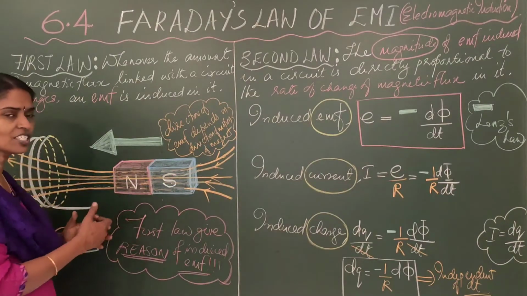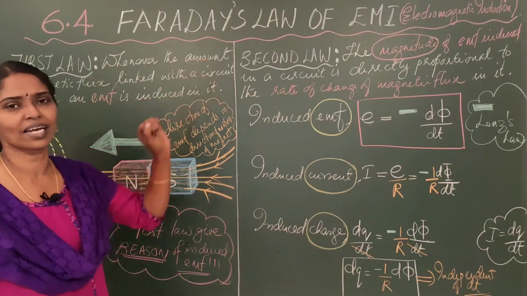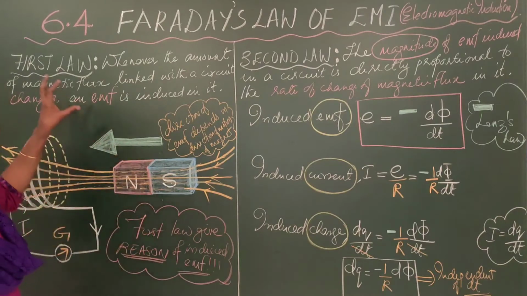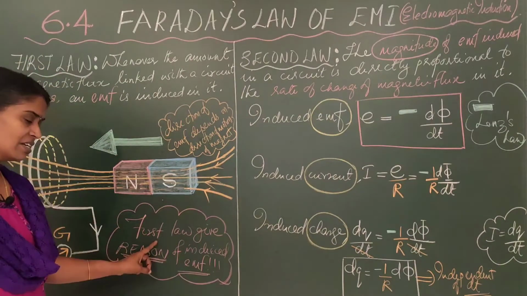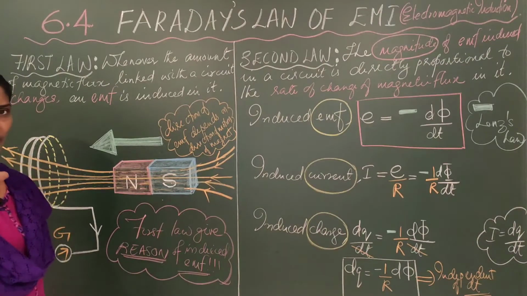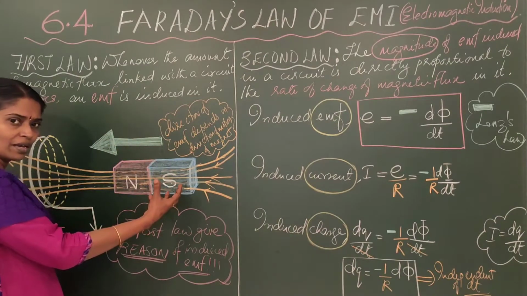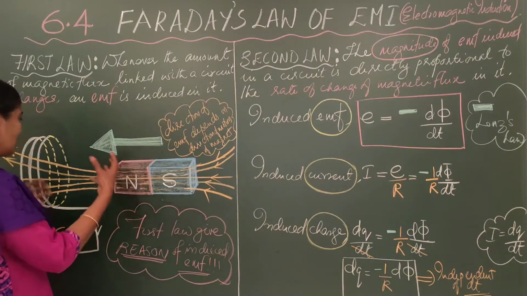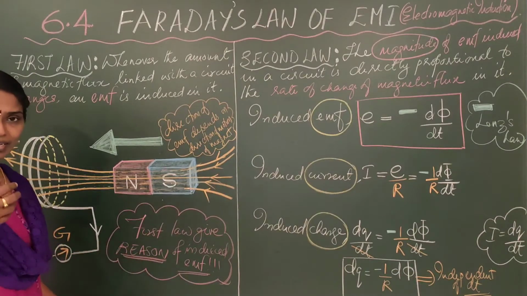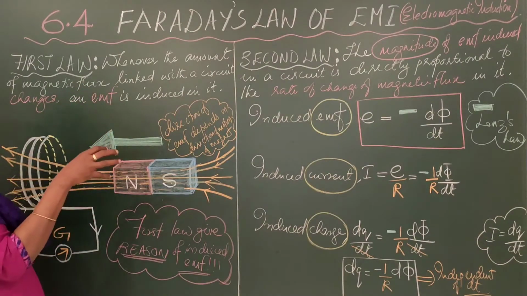So all the 3 experiments done by Faraday and Henry finally led to the conclusion known as the first law and second law of Faraday. So the first law specifies the reason. First law gives the reason of induced EMF. I told the word induced EMF. Why induced? Induced means something is happening in the neighborhood, and then it causes current. That is why the term induced, and EMF just because there is voltage fluctuation. So the first one was the reason.